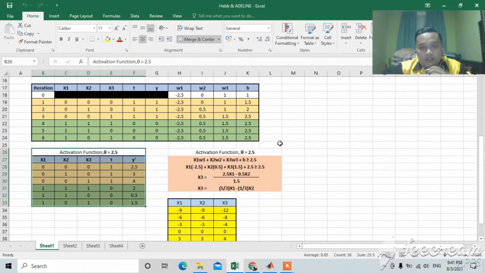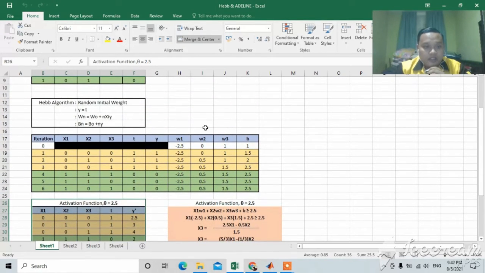Now for the initial weight, we use negative 2.5 for weight 1, and for weight 2 we use 0, and for weight 3 we use 1, and for the bias we use a value of 1. So we just use this formula to calculate the values inside right here.